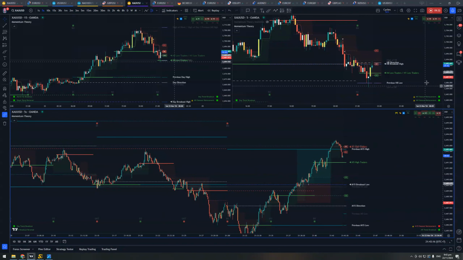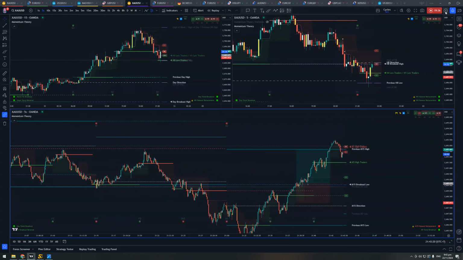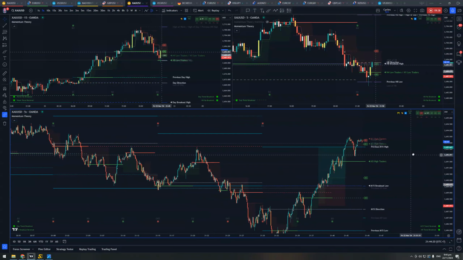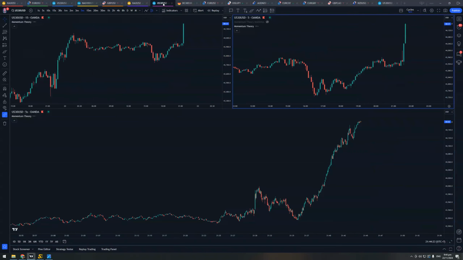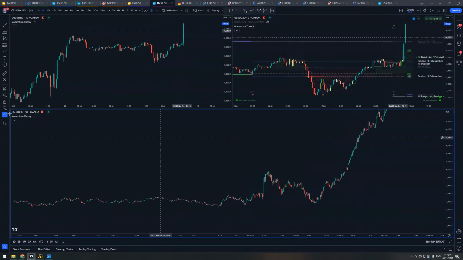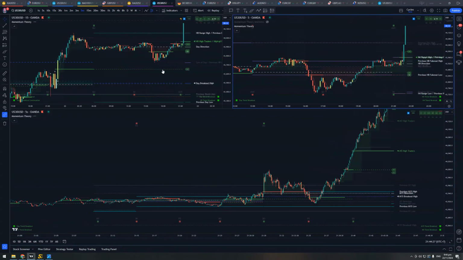And not going to get involved until news plays out now, so I'm going to pause it. Okay, just had a quick look at the indices. US 30 had a really nice one. Probably should have been looking at that instead of Euro USD.